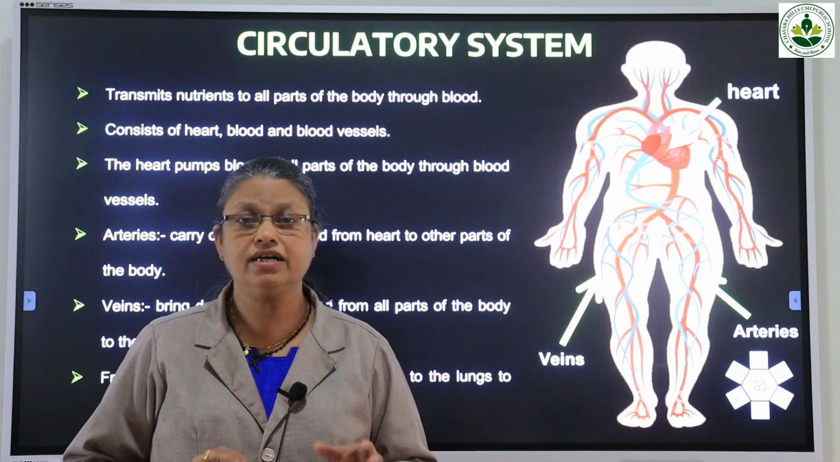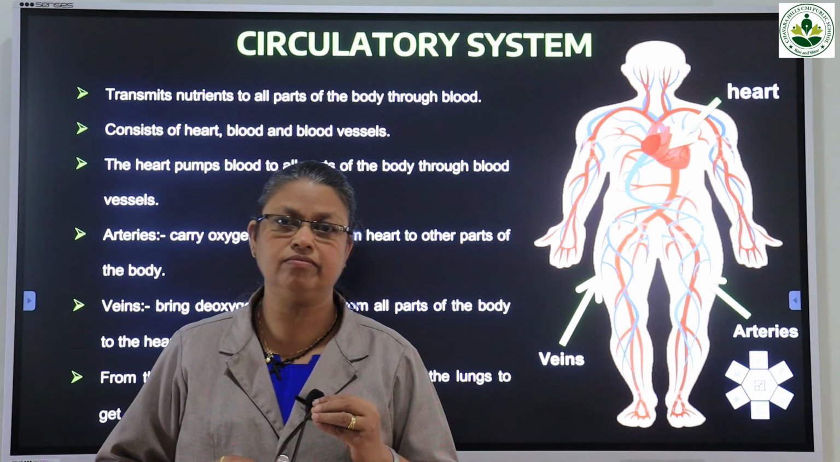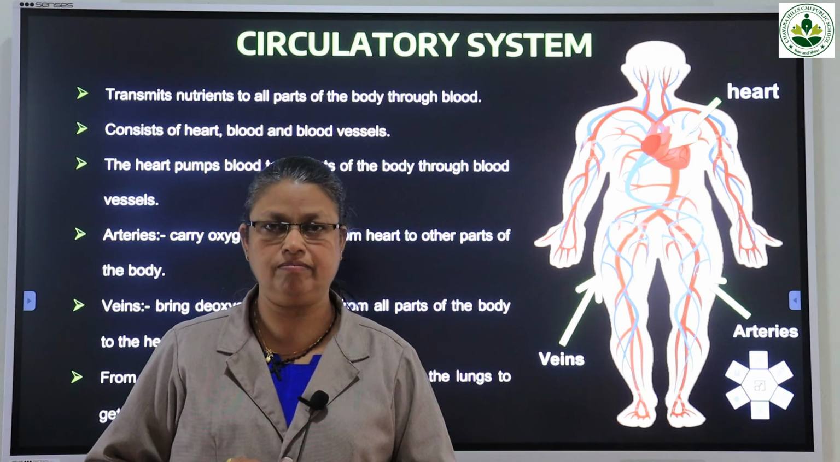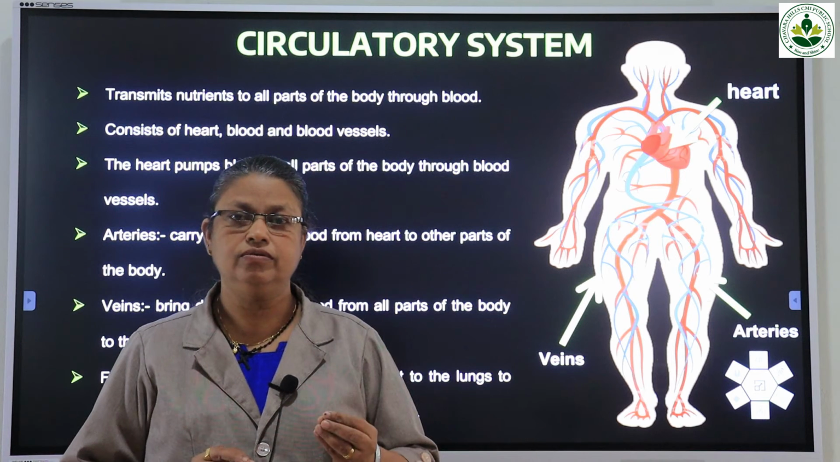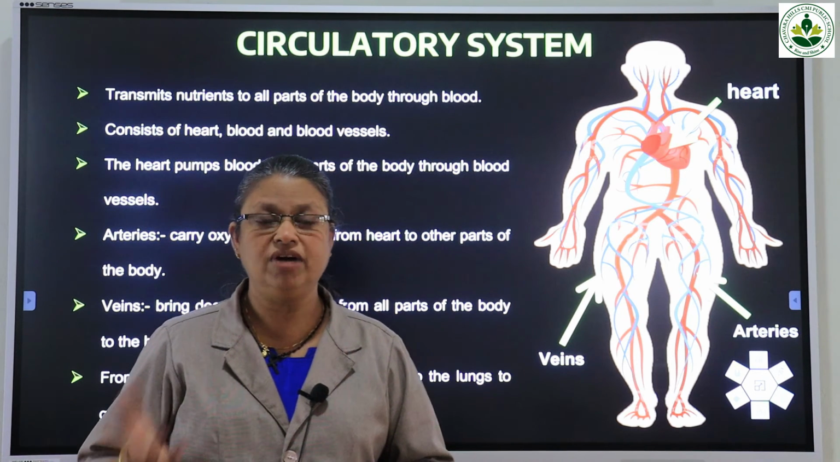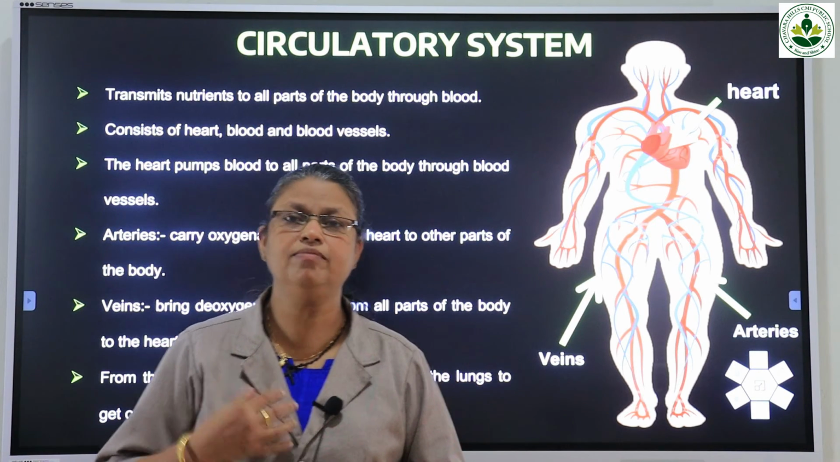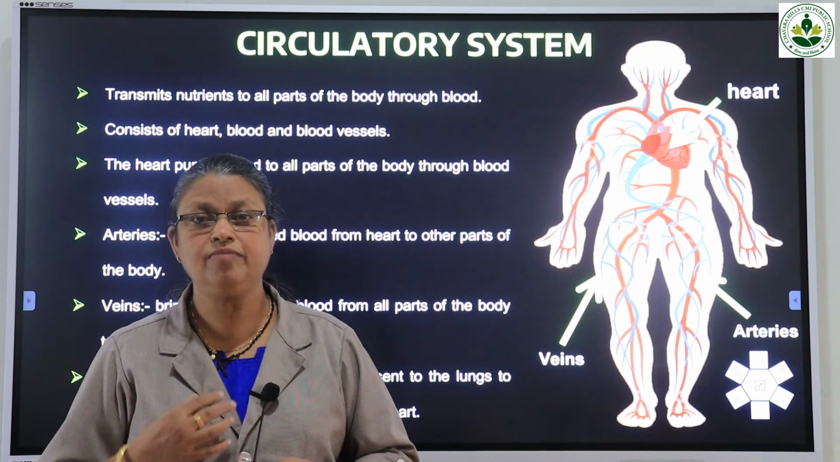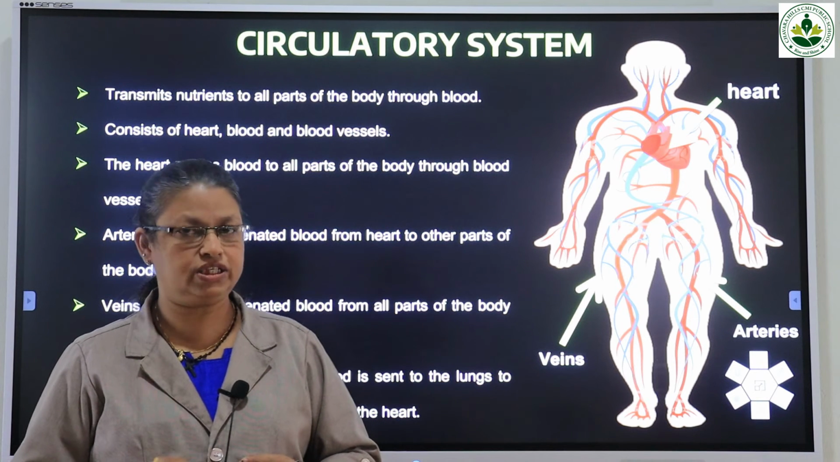Arteries carry oxygen rich blood. Oxygen rich blood means oxygenated blood, that means blood contains oxygen, from the heart to other parts of the body. But veins bring blood to the heart from other parts of the body. That blood is deoxygenated. That blood does not contain oxygen.